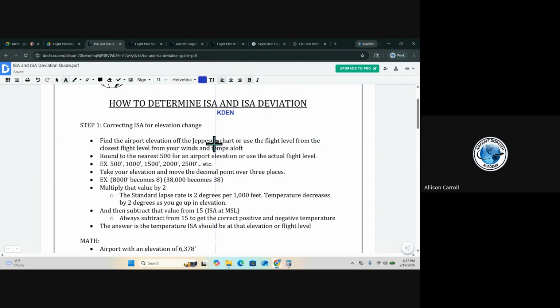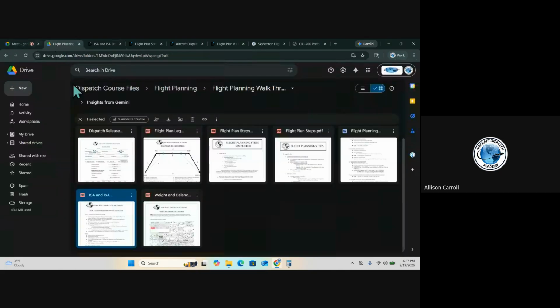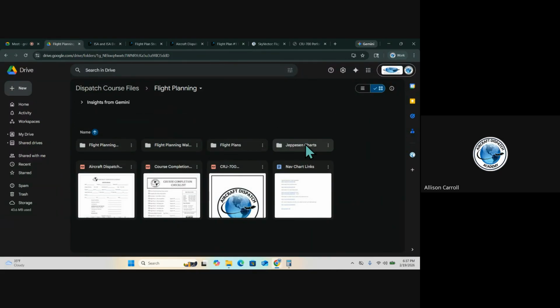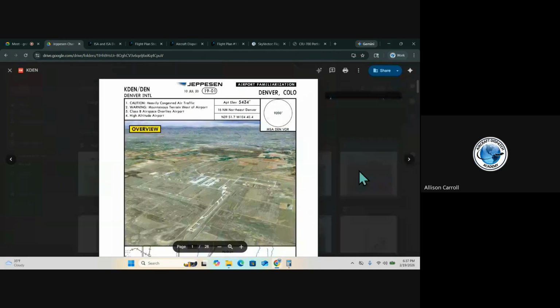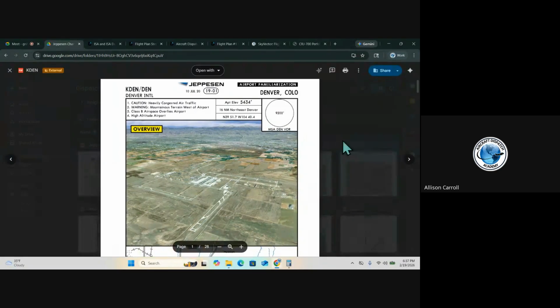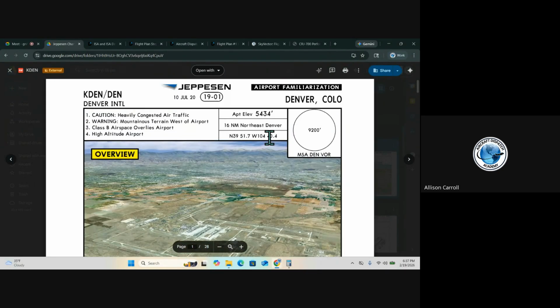All right, so there's our first step. For Denver, we need to go to the JEP chart to find our airport elevation. JEP charts for Denver, and you don't even have to go past this first page right here because it gives you this airport elevation. 5,434 feet, 5434. That's why it's called the Mile High City, okay?